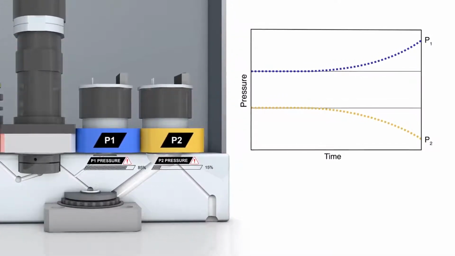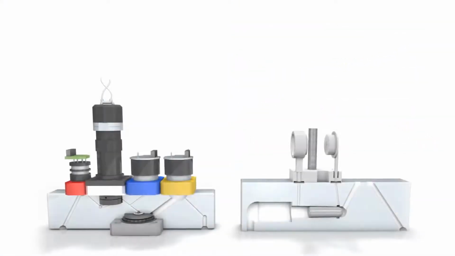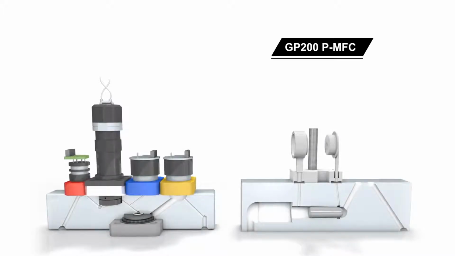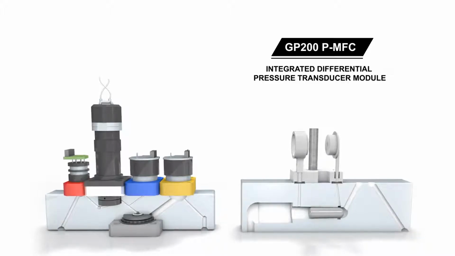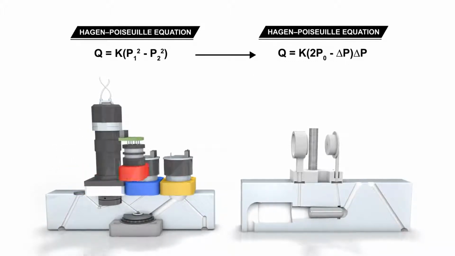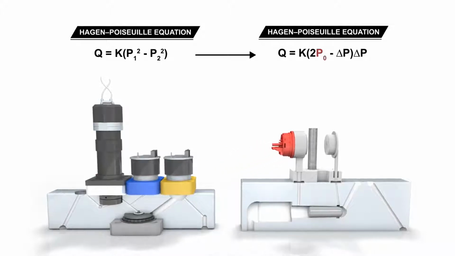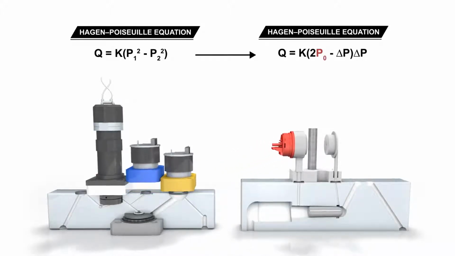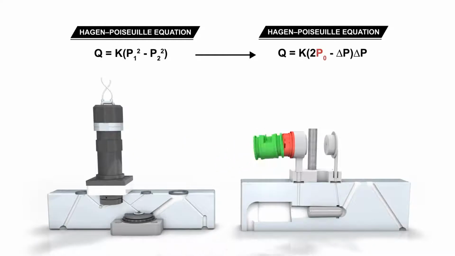We can do better. To address these limitations, a new design approach is needed. The foundation of the GP200 PMFC is our patented integrated differential pressure transducer module. The same equation can be rewritten to utilize a true differential pressure measurement instead of two individual absolute pressure transducers. Going from two separate transducers to one true differential transducer enables us to rewrite the equation.